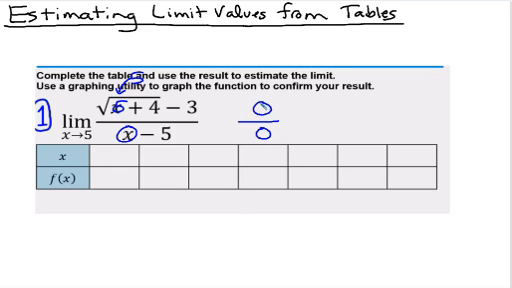That has a special name. So this is a new piece of terminology for us today. This is called an indeterminate form. An indeterminate form, which means we cannot evaluate this limit in its current status.